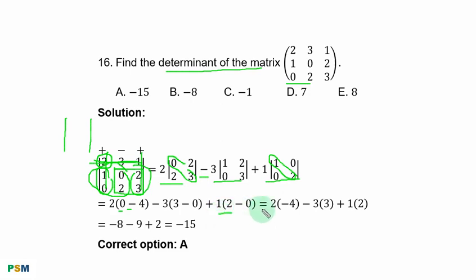When you simplify further, you have this result, and you have minus 8 minus 9 plus 2, that is minus 15. The correct option is A.